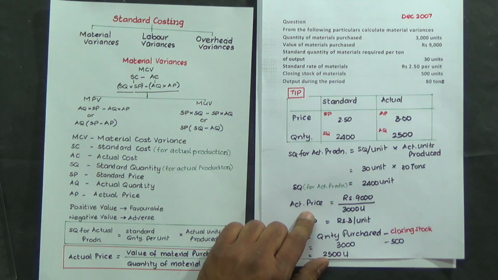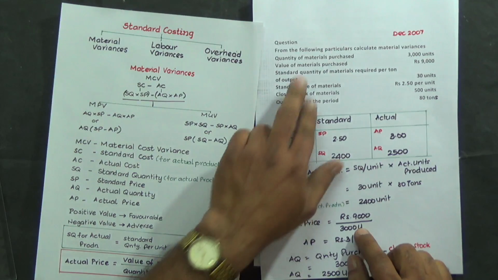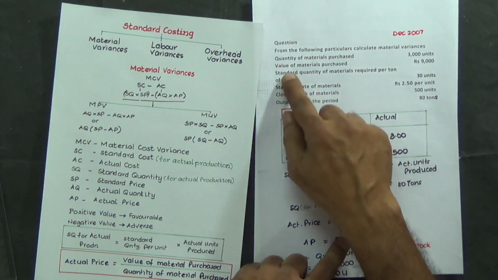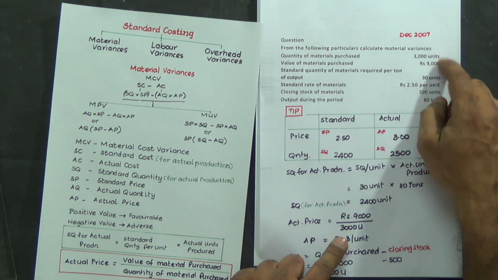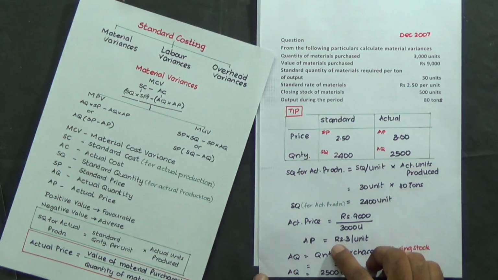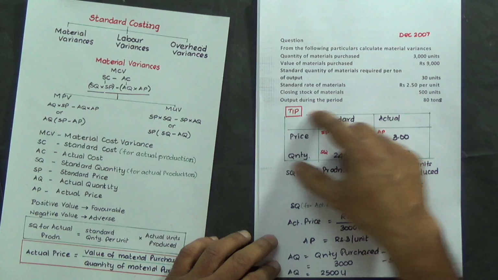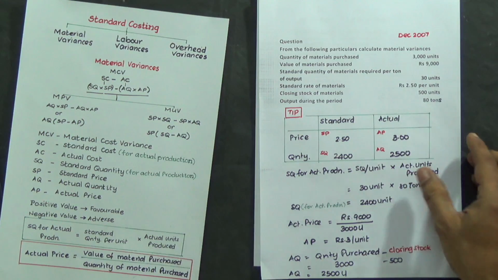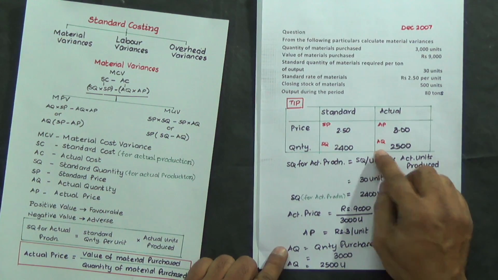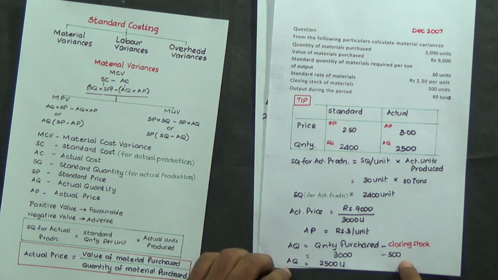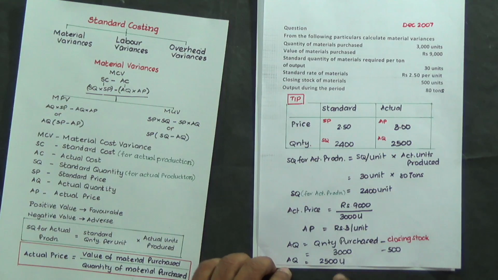Actual price is not given in the problem. Materials purchased are 9,000 rupees in value, and quantity purchased is 3,000 units. This divided by this will give us actual price per unit. So now we are ready with this grid. Actual quantity is quantity purchased minus closing stock. So we have actually utilized only 2,500 units.